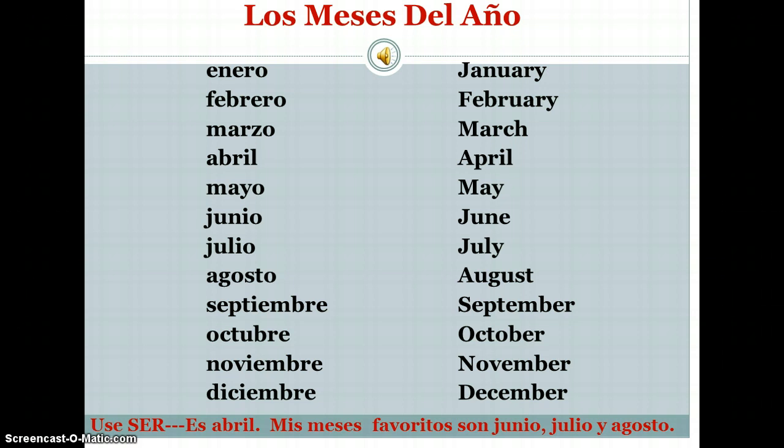Enero means January. Febrero means February. Marzo means March. Abril is April. Mayo is May. Junio is June. Julio is July. Agosto is August. Septiembre is September. Octubre is October. Noviembre is November. And diciembre is December.